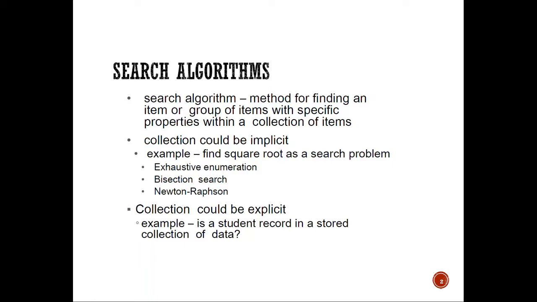So searching algorithms are basically methods to find an item or a group of items with specific properties within a collection of items. The collection could be implicit. For example, finding a square root can be done as a search problem. You can do it through exhaustive enumeration, for example, using bisection search, using Newton-Raphson. Another way to think about it is if the collection is explicit. For example, is a student record in a stored collection of data?